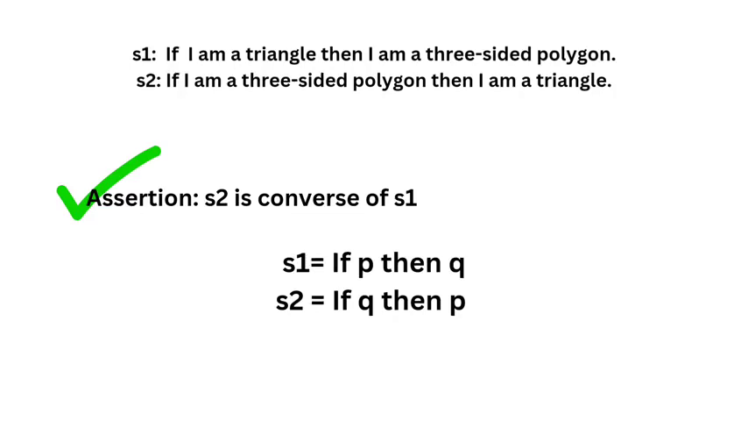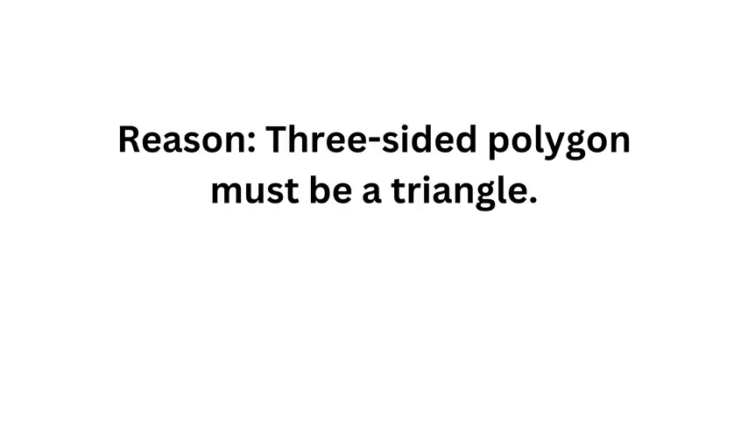Now let's check if our reason is true as well. Our reason states that a three-sided polygon must be a triangle. It is very obvious that if a polygon has three sides, it is obviously a triangle. A three-sided shape is a triangle. So our reason is also true. So now we know that our assertion is true and our reason is also true.